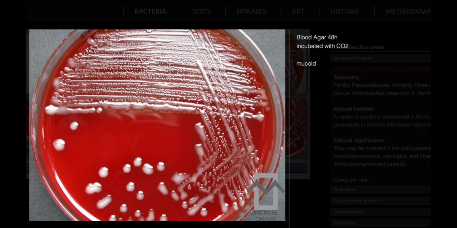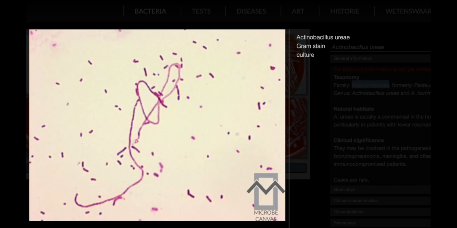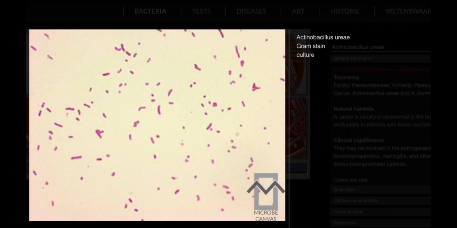Poem. Tiny rod, unseen, yet impactful. Actinobacillus ureae, our guest commensal. In weakened hosts, it turns its tide. Sinusitis, pneumonia, its battles cried. Vancomycin's might, it can defy, but other treatments help us fight and thrive.